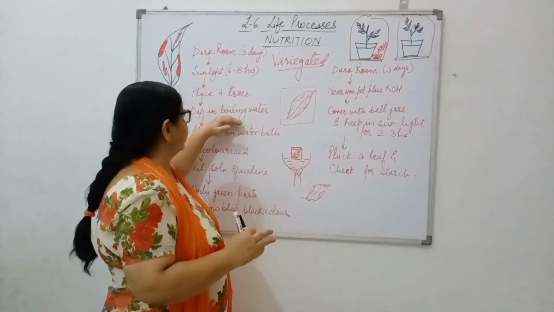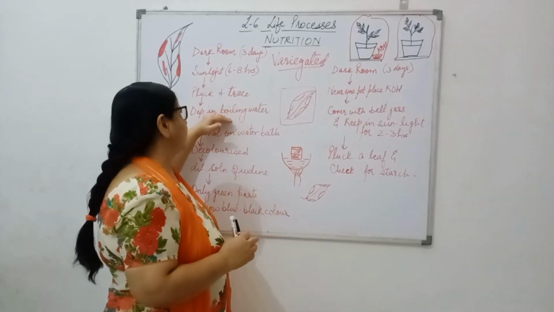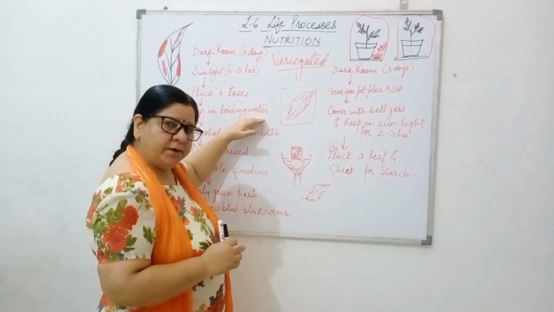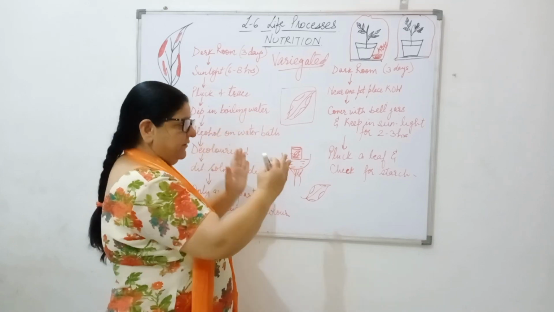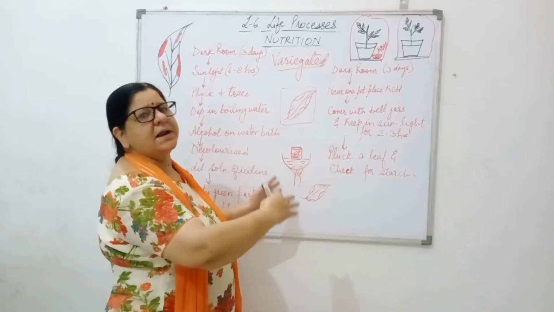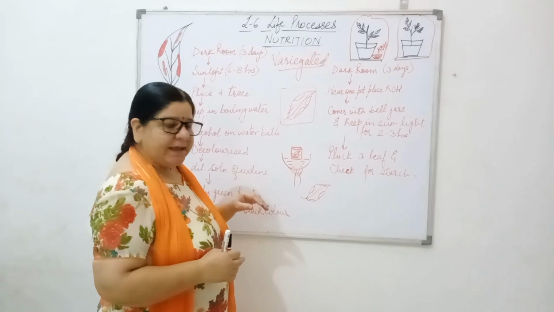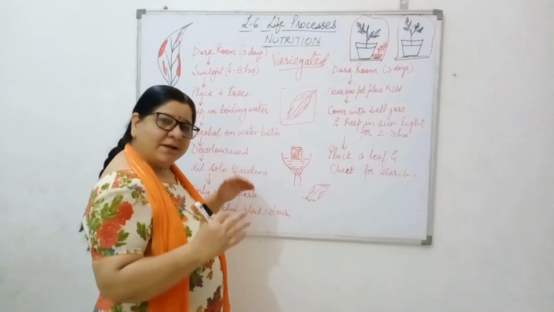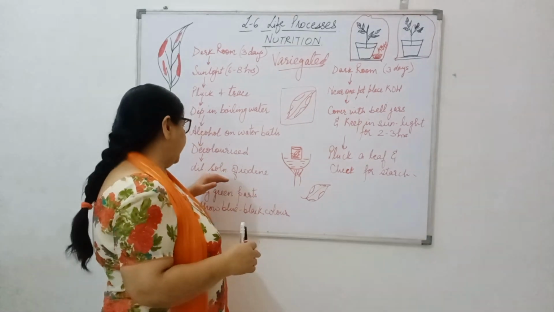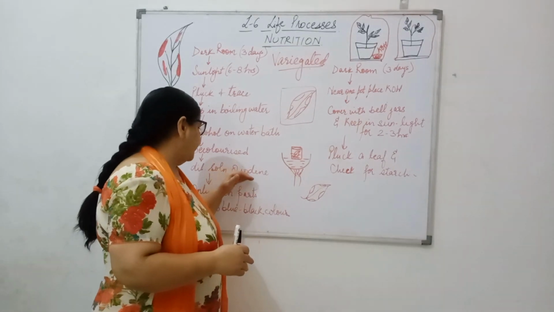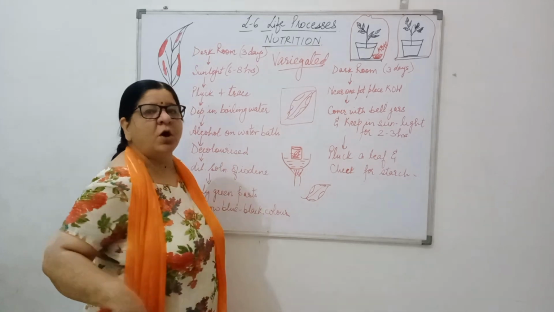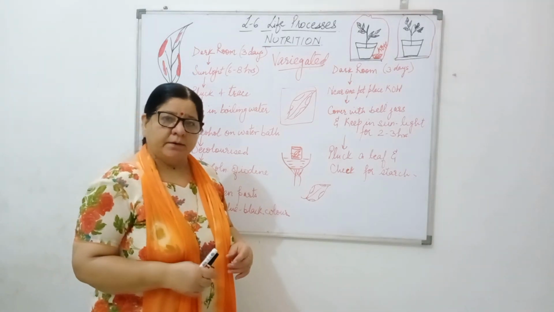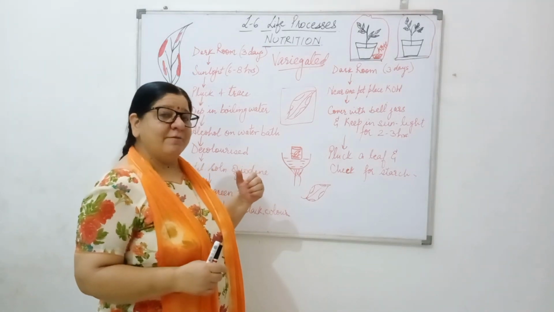We will perform the experiments. We will put both first in the boiling water, then we put both in different beakers containing alcohol and we will boil them so that all the color is removed. After that we rinse them in water and then we test them by putting dilute solution of iodine. Right? Now what will we observe?